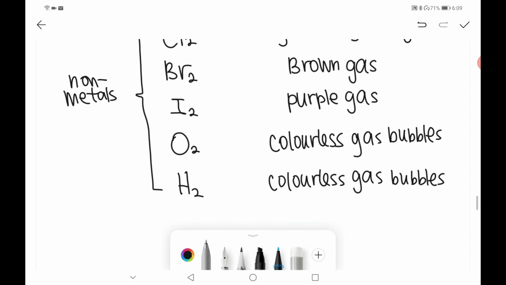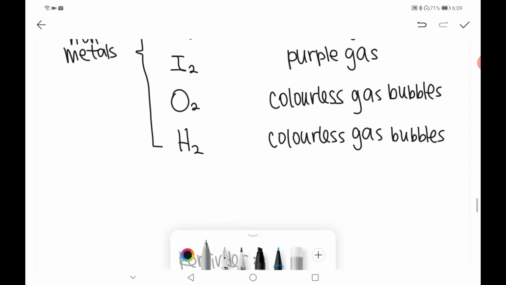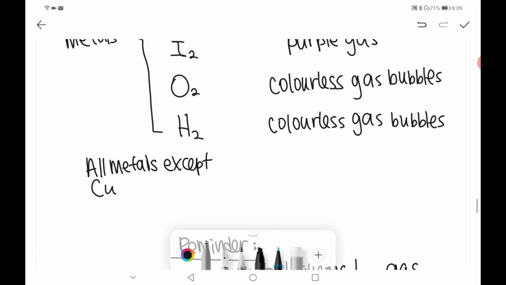Okay, now we have the non-metals. So what about metals? If your final product is metal, what can you see? All the metals that we have, except copper, Cu, such as aluminium, zinc, magnesium, all metals, you will see solid.